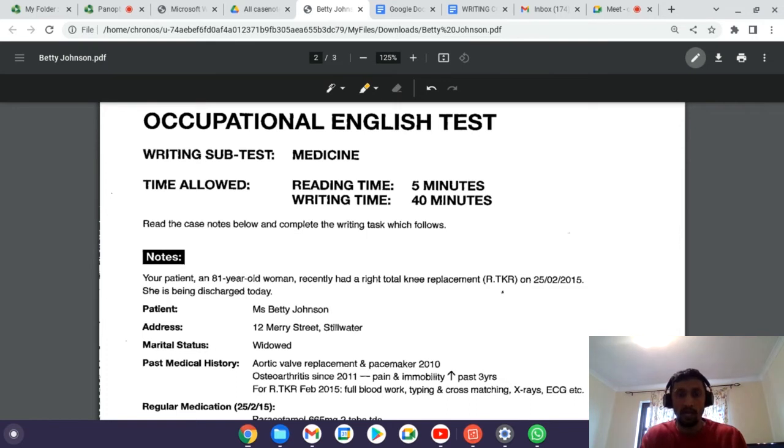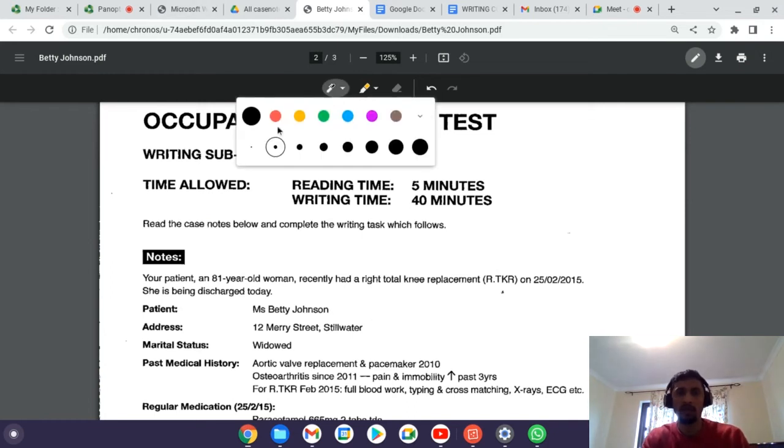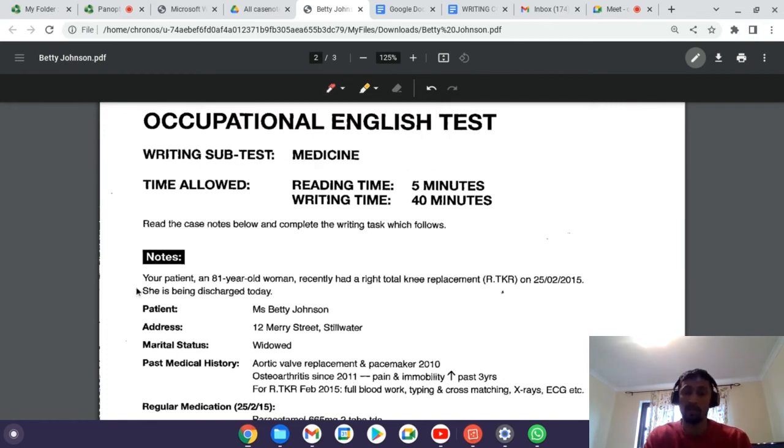What are we going to read as soon as you get this case note, if you are in an examination hall? What are you going to do? Anybody can answer me. Just unmute your mic and speak. Okay, so what you're going to read. We are going to read the first line. That is very important.